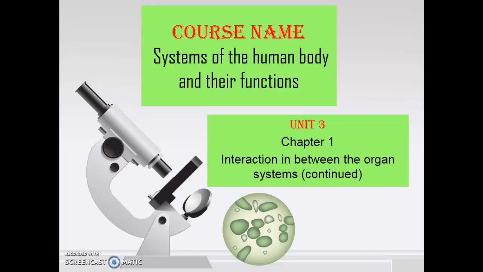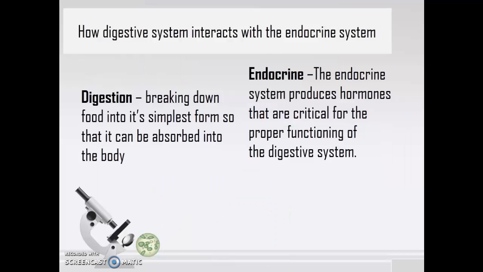Now we are going to learn how the digestive system interacts with the remaining systems we haven't done so far. So let's get started. First of all, how it interacts with the endocrine system. The endocrine system, if you can recall, produces hormones, right? And endocrine glands are also known as ductless glands because they pour their secretion directly into the blood. These hormones are critical for the proper functioning of the digestive system. And of course digestion is when food is broken down into its simplest form so that it can be absorbed by the body.